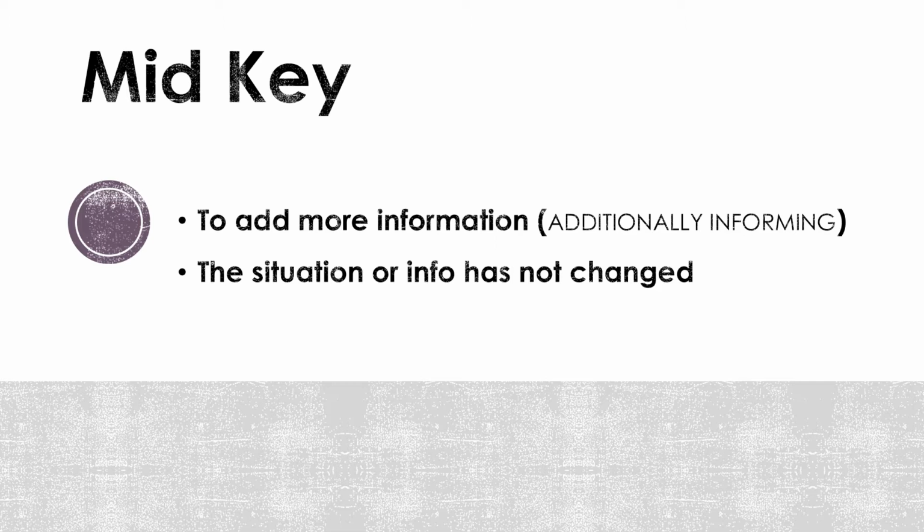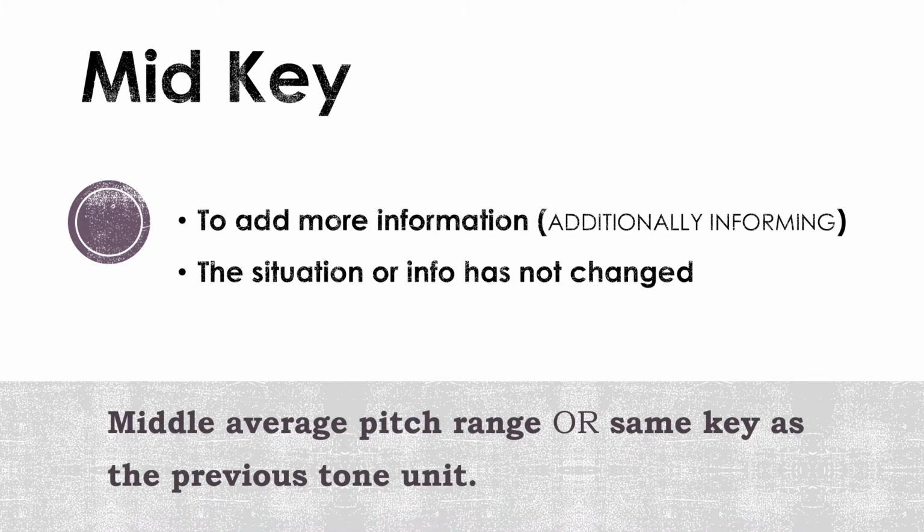And the semantic meaning that is generally associated with this pitch level choice is that of addition. So it means that if we add a mid-key to one tone unit and then to the next and to the next, we're just adding more information and more information and more information. So the situation has not changed, but we keep speaking about the same and adding more information. This middle average pitch range could be the same or have the same key as the previous tone unit.